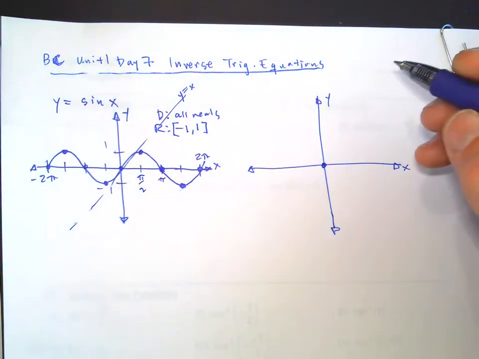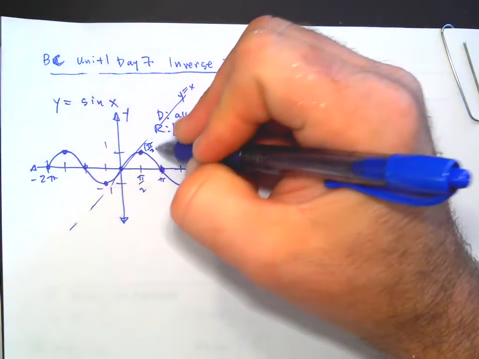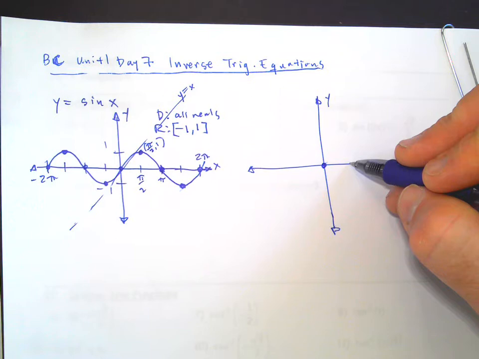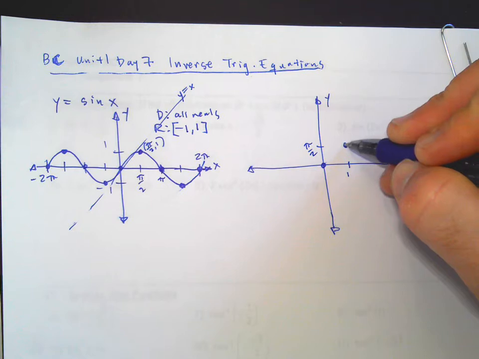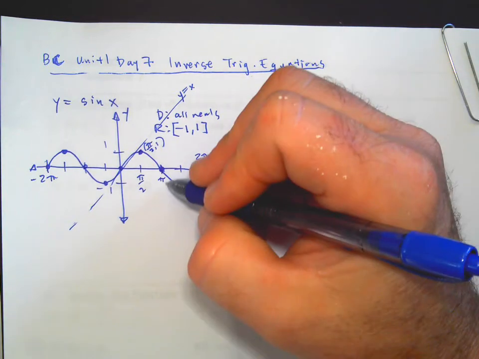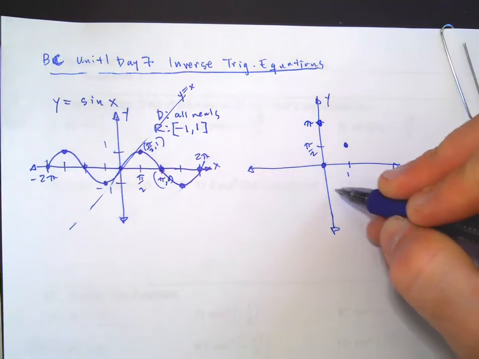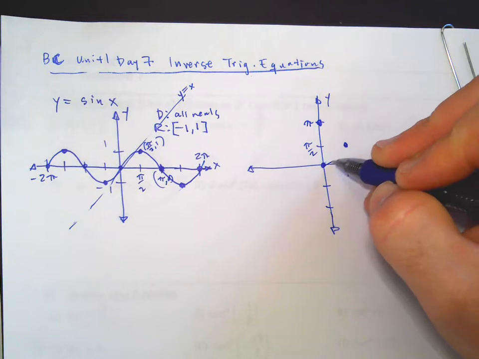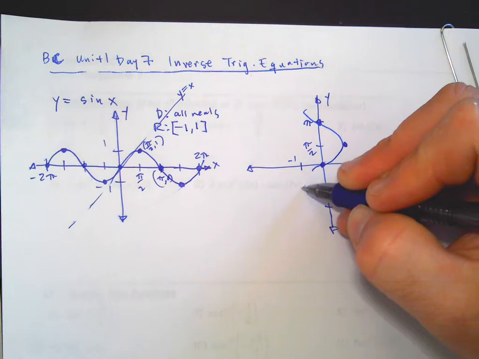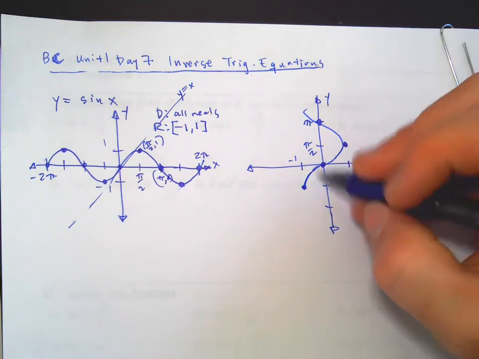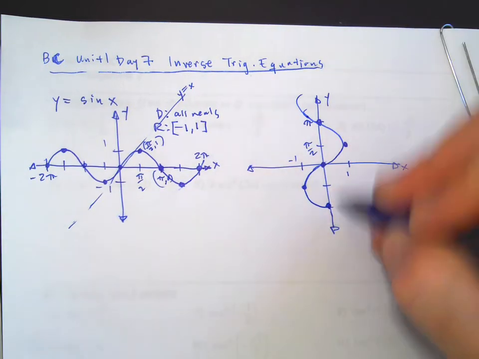So this is pi over 2 comma 1. Now it's going to be 1 comma pi over 2. So 1 comma pi over 2, and then pi comma 0 becomes 0 comma pi. And so this graph is going to look like this. This is what usually happens when you reflect a graph across y equals x. It kind of looks sideways to what it usually looks like. So it keeps going.